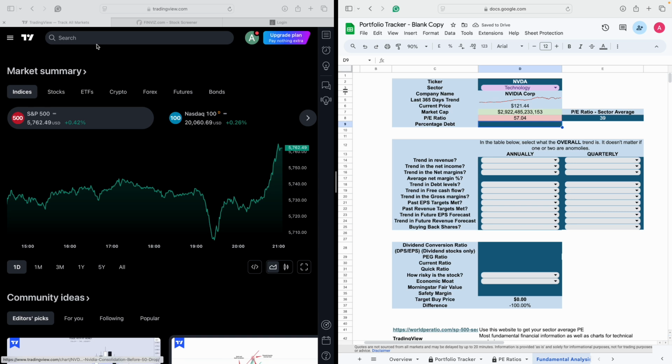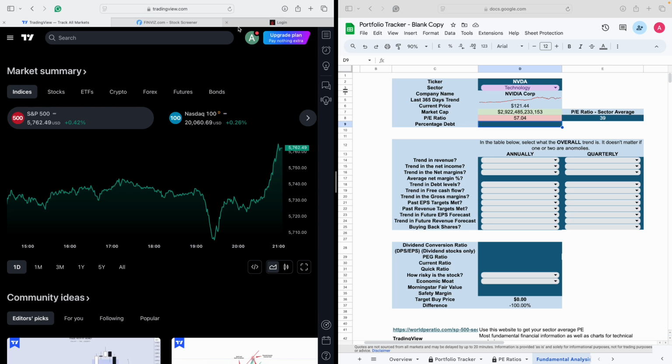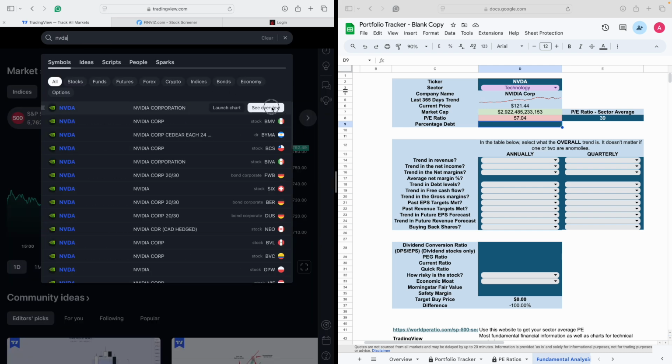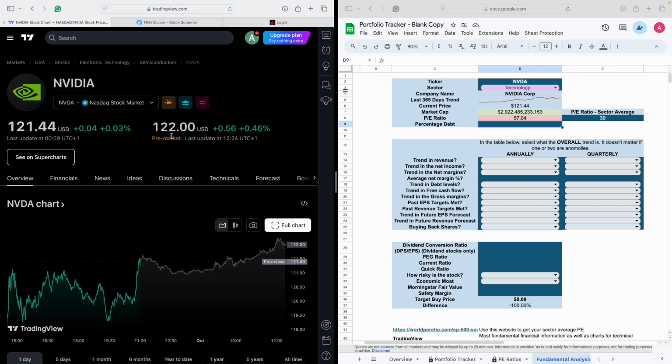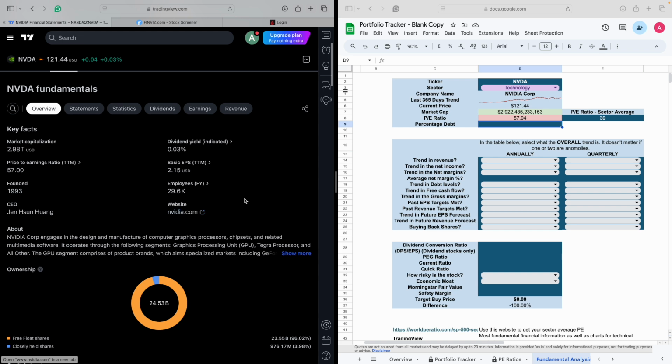The next thing I would do, so you can see I've split screened. I mainly use three websites, TradingView, FinViz, and IBKR, and they tend to go through everything that I need. So if I start with TradingView, if I just search for NVIDIA, it will give me most of the things I need. So I search for NVIDIA, you've got it over here. Then you can go on financials, and you've got a lot of information in this section.